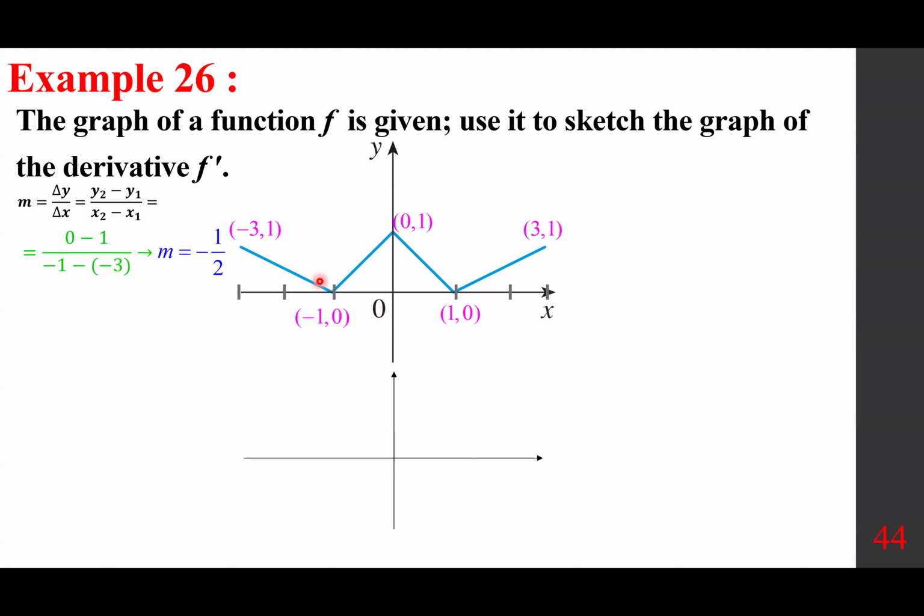And I hope you recognize if this is -1/2, this one must be m equals +1/2. This you can easily see: -1, 0, 0, 1. You can calculate the slope as 1, and therefore this one is m equals -1. So first and foremost, calculate all the slopes.